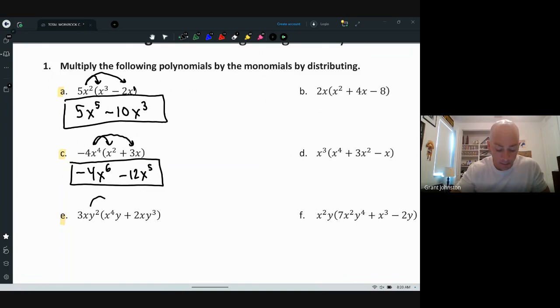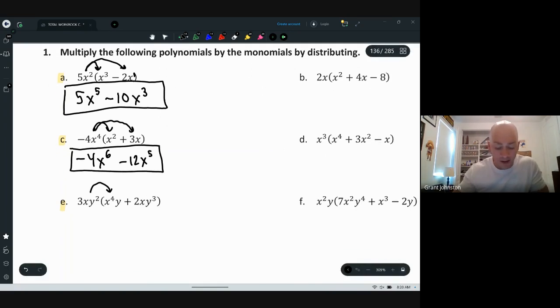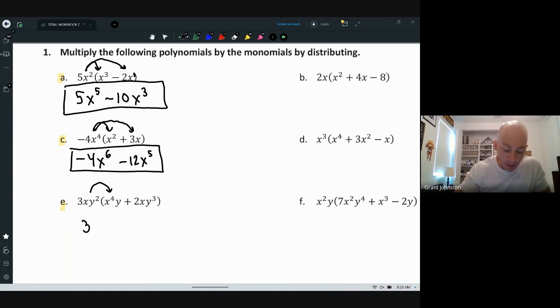On E, 3xy squared multiplied by x to the fourth y would be 3, I would have x to the fifth and y to the third. So remember, I'm adding the exponents here. Distribute there. 3 times 2 is 6. x times x would be x to the second. y to the second times y to the third would be y to the fifth.